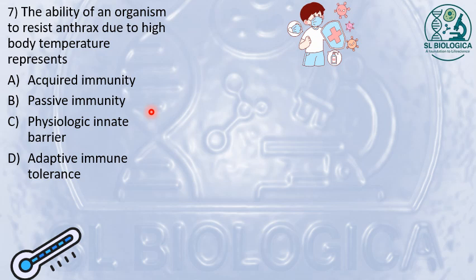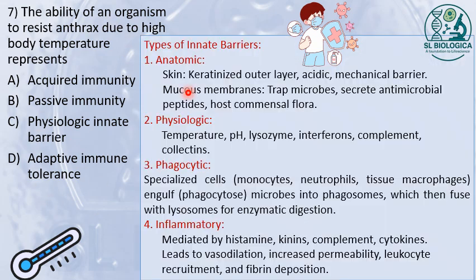So, before going into that, let's look into the types of innate barrier. You know what acquired immunity is? It is acquired throughout the life journey, right? Passive immunity, that is, we will receive the antibodies passively. We will get the antibody directly as a short-term relief. So that is represented by the passive immunity. So we will look into the types of innate barriers here.